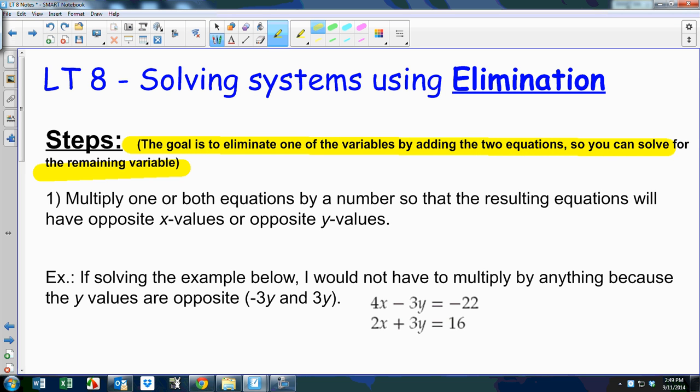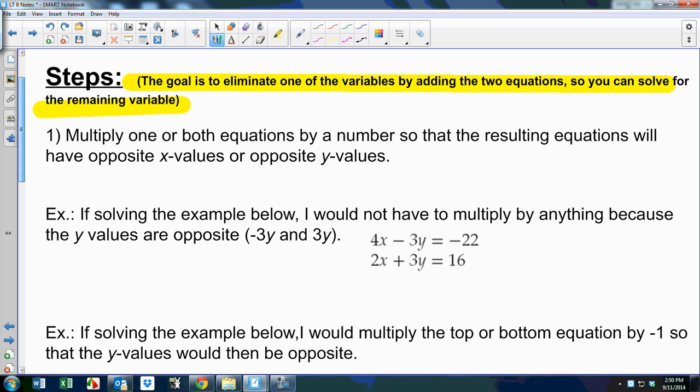So there's our goal. Number one, it's a little bit different than step one in the last video. Multiply one or both equations by a number so that the resulting equations will have opposite x values or opposite y values. I know that's kind of confusing, but here's an example. This problem already has a negative 3y and a positive 3y, opposite y values. Same number, but opposite y values. So this example wouldn't require any multiplying to either equation. You could just add the two equations as they sit.